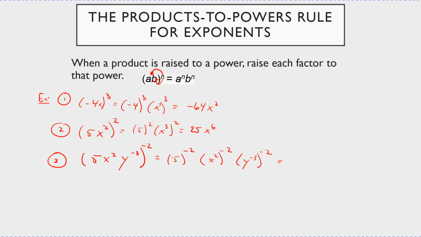Now we'll distribute. So this becomes 5 to the negative 2 power. 2 times negative 2, this is x to the negative 4. And then negative 3 times negative 2, negative times negative is a positive. This becomes y to the 6th. But look, now you have some negative exponents. How do you make them positive? You bring them down. So this is y to the 6th over 5 squared, x to the 4th. And then what is 5 squared? Again, that's just 25. Just like that.